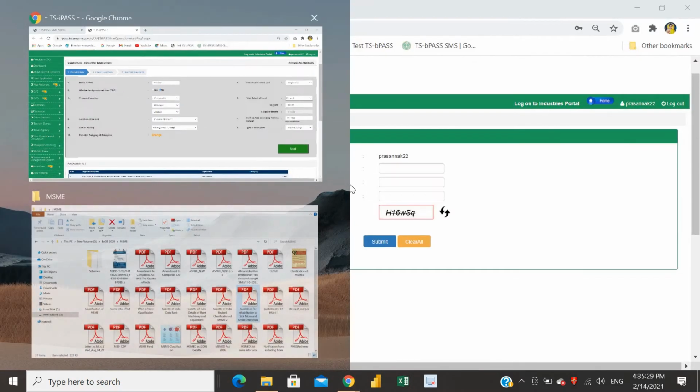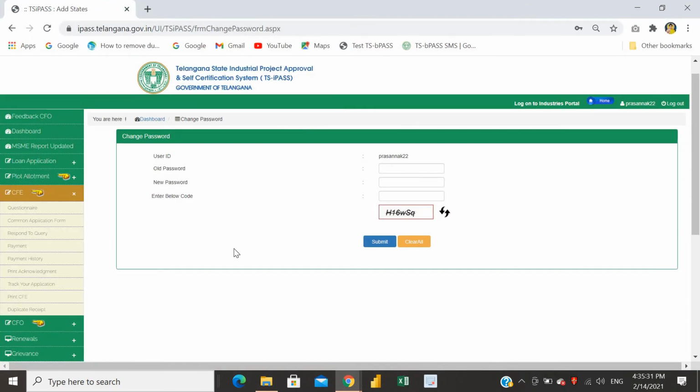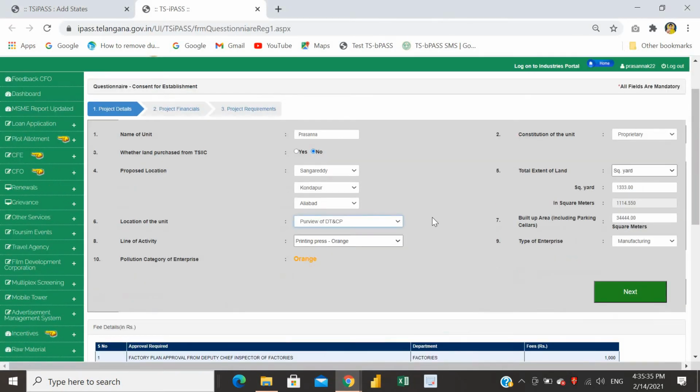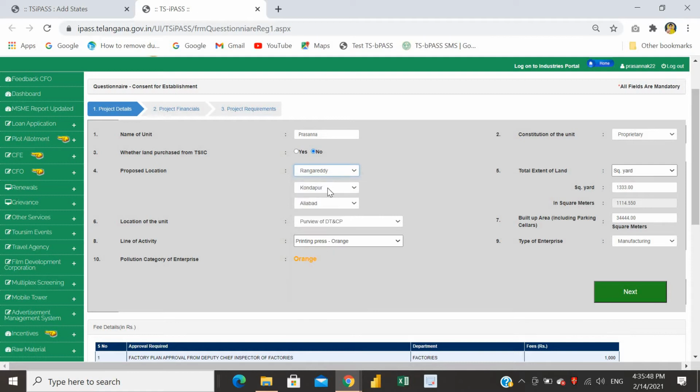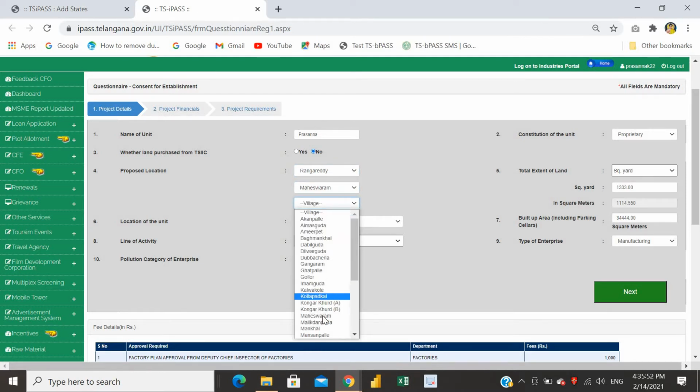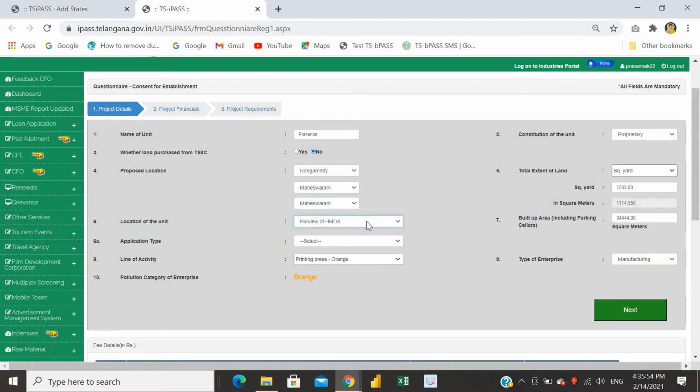So I have taken, sorry, I have taken Sangareddy district, Kondapur mandal, Ailabad. So it is showing purview of DTCP. So I'm going back to the Rangareddy district now. Rangareddy district, I've selected Maheshwaram and some Maheshwaram village. It is showing me purview of HMDA.